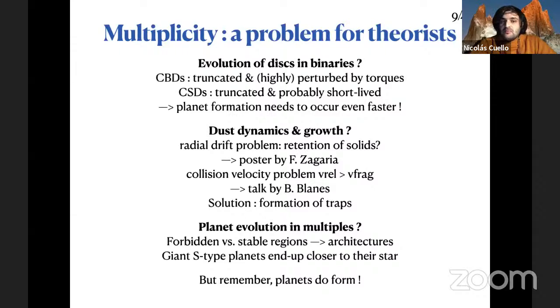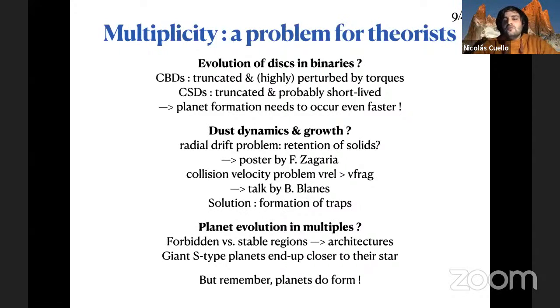And there is also the problem of growth. If you excite your disk in such a way that the relative velocity among grains when they collide is over a certain threshold called the fragmentation velocity, then you destroy the little solid bodies, so you do not form planetesimals. So there is a talk by Belén Blanes on this. And one of the solutions might be to form traps within the disk that would stop the dust from drifting and make it grow by keeping the relative velocity low.